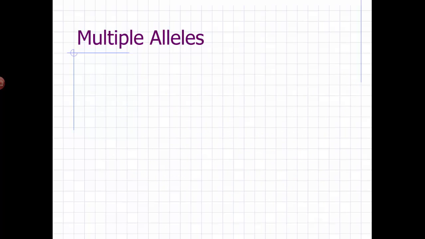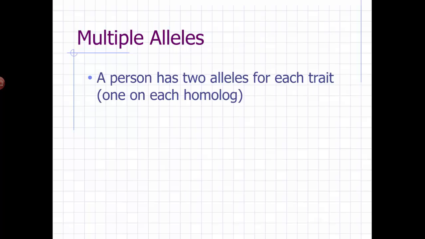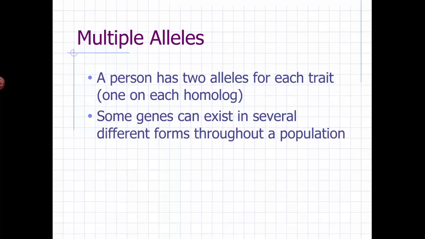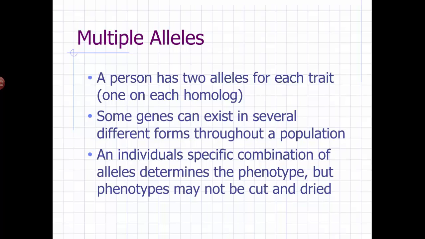Another possibility is this concept of multiple alleles. Okay? Since we know that a person has 2 alleles for each trait, 2 copies, 1 on each chromosome, 1 on each homolog. Even though you might have a trait that's controlled by 1 gene, sometimes throughout a population, that particular gene can be spelled in a lot of different ways. And since your specific combination of alleles determines what phenotype you have, if there are lots of different ways of spelling the different alleles, your phenotypes are going to vary a little bit as well. They're not going to be simply like, yes, you have this disease, or no, you don't.